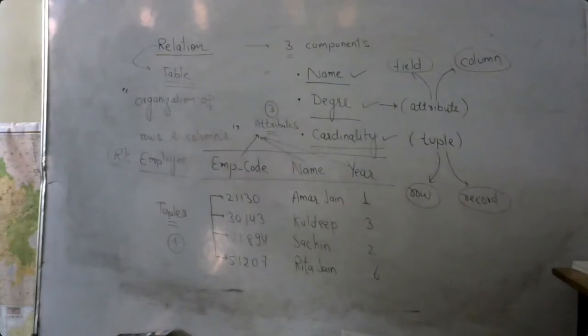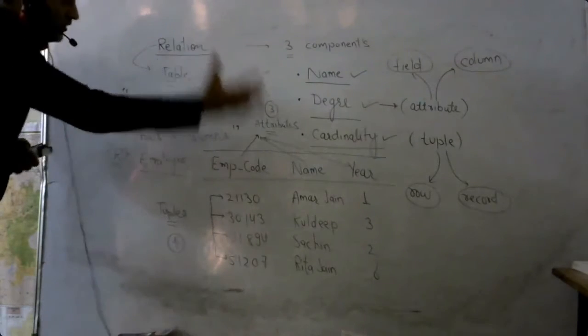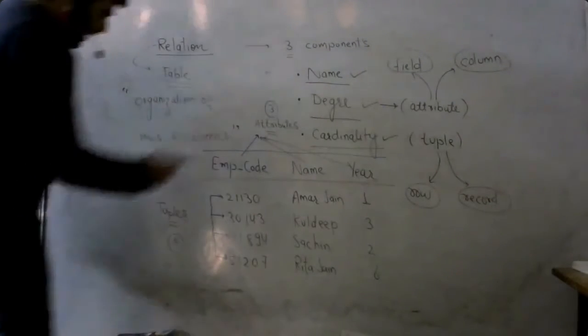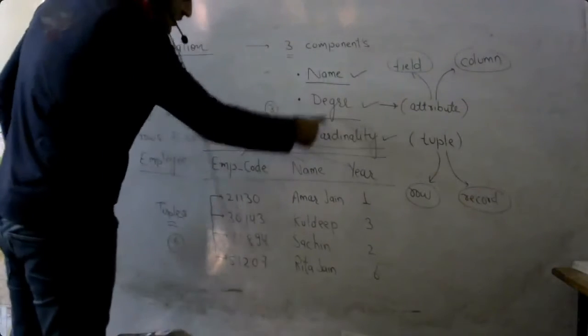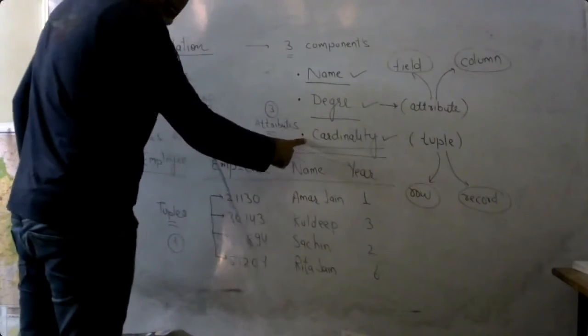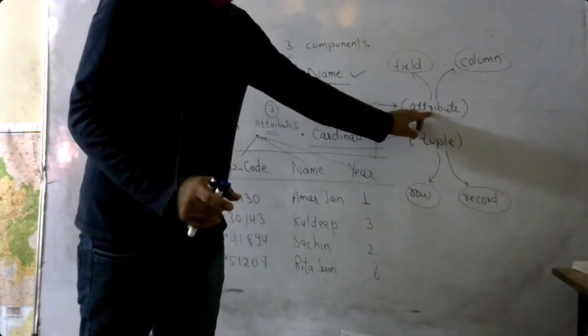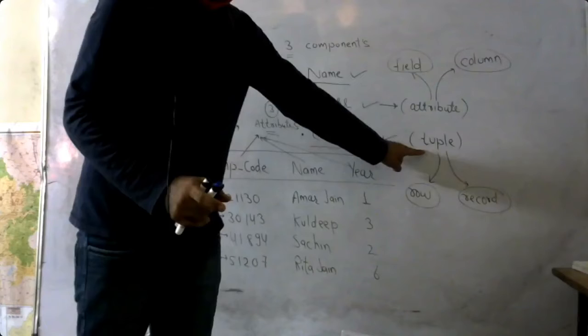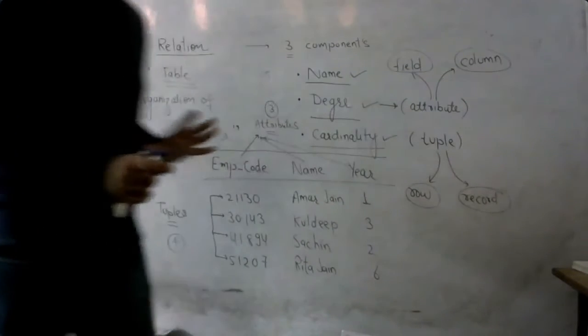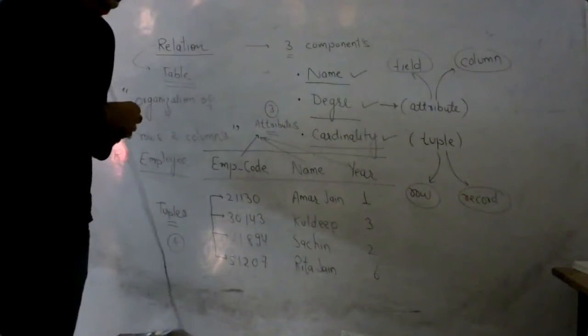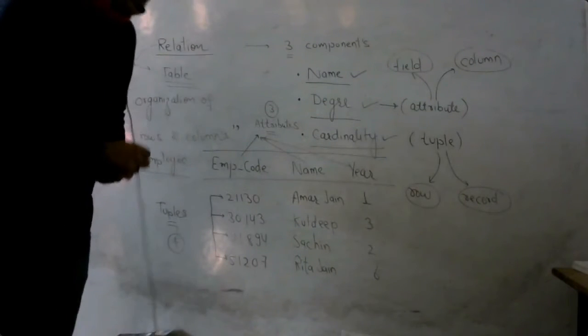Take the screenshot so that we can write the definitions of all these terms. Listen carefully once more. What is the name of relation over here? Employee. What is the degree of this relation? 3. What is the cardinality of this relation? 4. There is one more component, that is attribute. Tuple is also the component of this relation. Please take the screenshot or click it so that we can move further. If you have any doubt, you can ping me via chat.